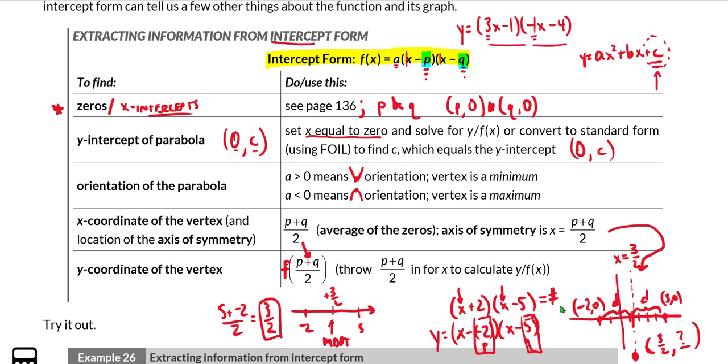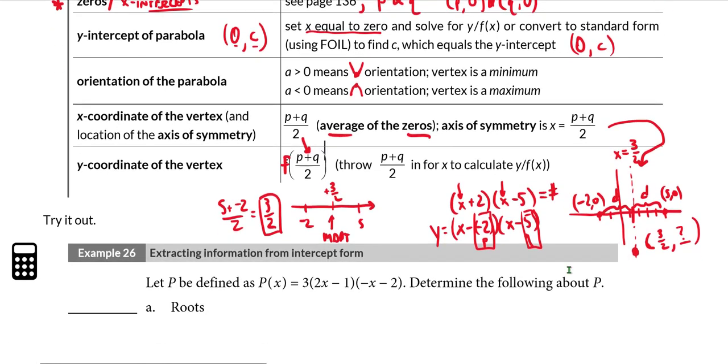So again, to find the x-coordinate of the vertex, when I know my zeros, I just average the zeros. If I want the y-coordinate of the vertex, I just take the average of the zeros and evaluate the function at the average of the zeros.